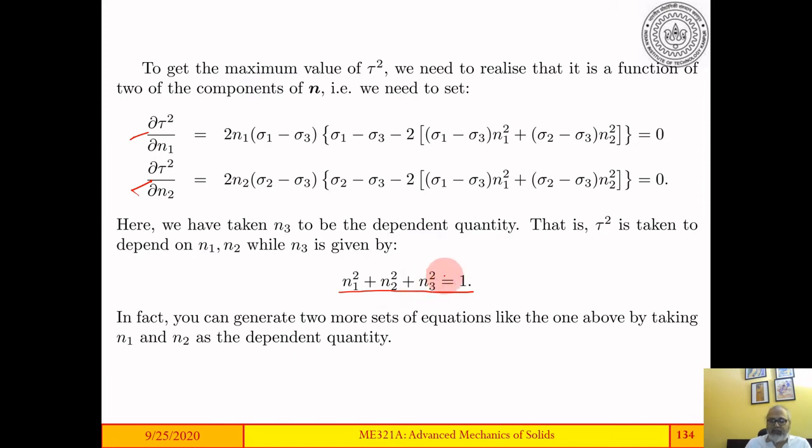We could have done other things also. We could have chosen n1 to be dependent and n2, n3 to be independent. We'll get similar two equations. Then n2 to be dependent and n1, n3 to be independent. Again, we will get two equations. So we will get 6 such combinations. But for these two combinations that we have on the slide, n1 equal to 0 and n2 equal to 0, and therefore n3 equal to 1 is a solution.